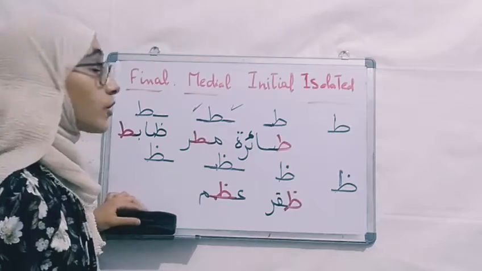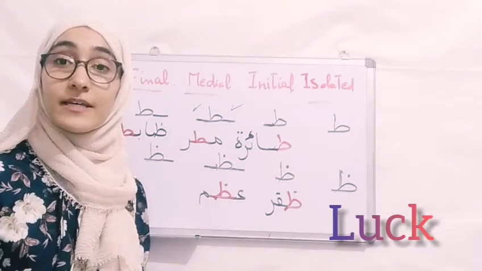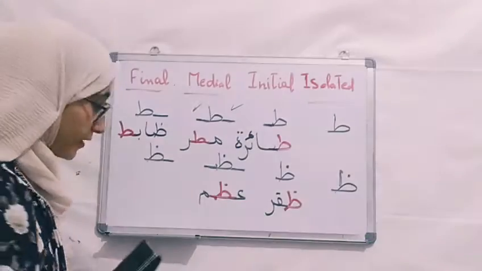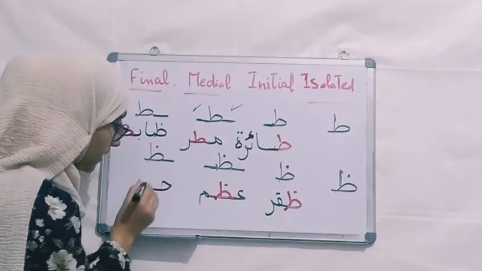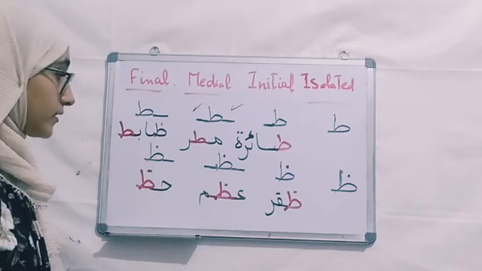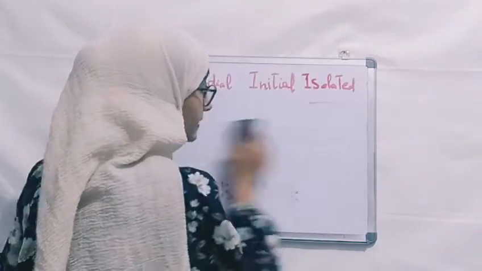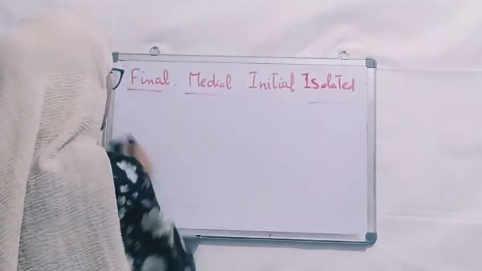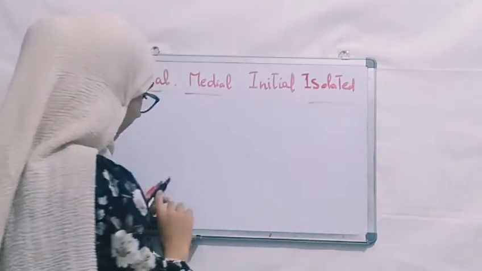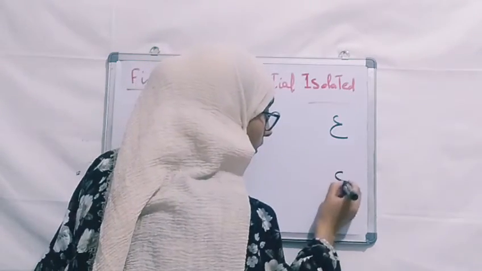And in the final form, for example, we have حظ. Luck means luck. Then we have عين and غين. They have the same shape except the number of the dots.